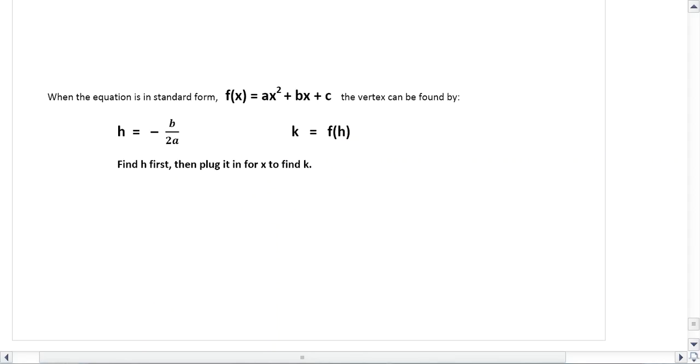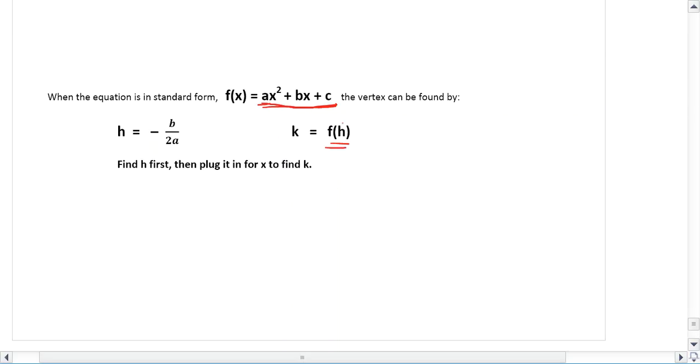Okay, this next part is much easier than what you've just done. Going back to the standard form of a quadratic, we're going to learn how to find the vertex right from this standard form. First thing you do is find the h. The h is the x coordinate of the vertex. It's just minus b over 2a. And you'll notice I do not have a big fancy formula here.